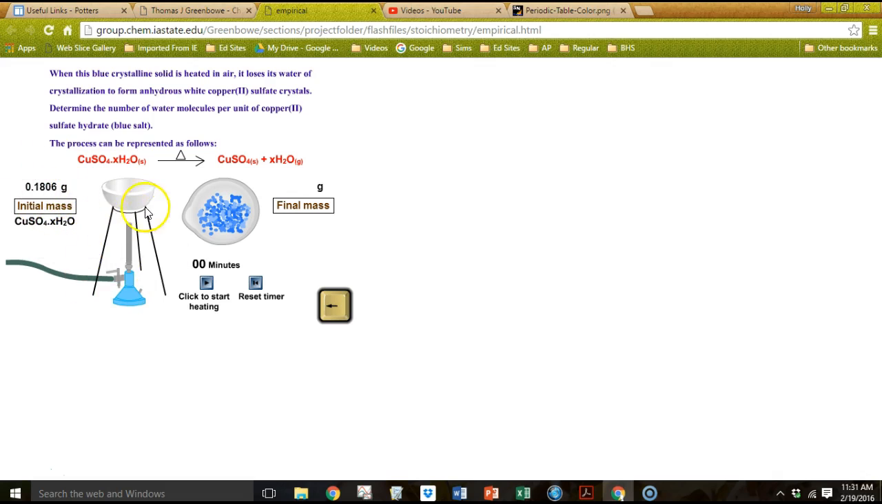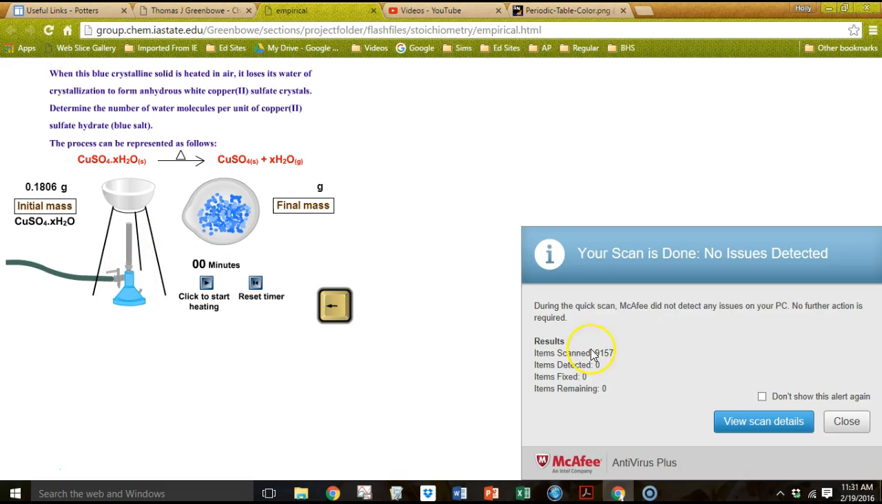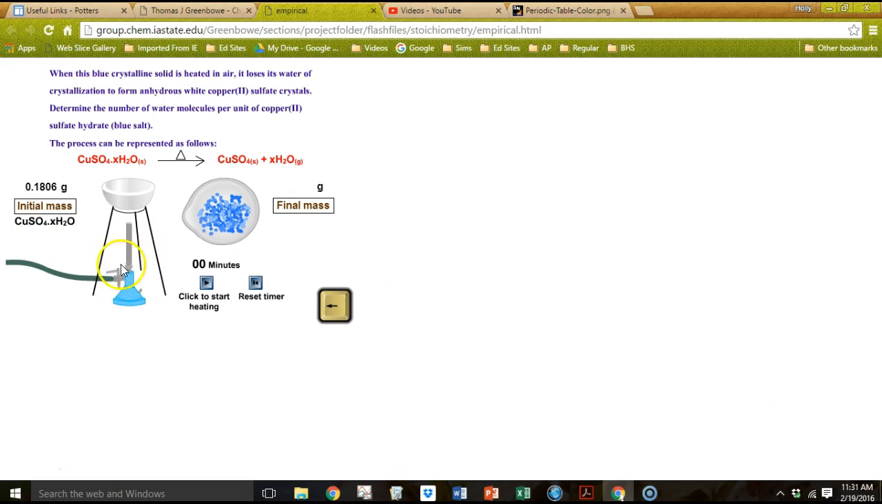So this simulation shows an open dish and a Bunsen burner. We will not be using a Bunsen burner for the lab that we do, but either way, it's a heat source, drives off the water, and let's see what happens. It's not really relevant how long it takes. We just want to make sure that we heat it to a constant mass. Notice that copper sulfate, the sample in the dish here, is actually turning white, whereas it started as blue. I'm just going to pause the heating because it already gave me the final mass.